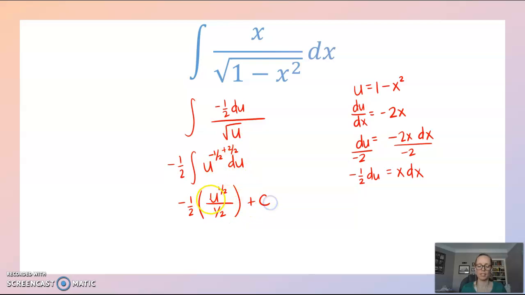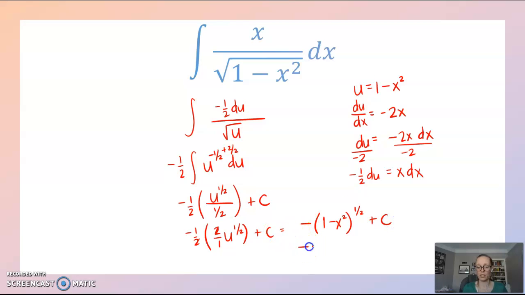And then there's a plus c at the end of that. And then when I'm dividing fractions, that means I'm multiplying by the reciprocal. So I'm multiplying by 2 over 1 u to the 1/2. And I can see here that these are going to simplify. And so I'm left with a negative (1 minus x squared) to the 1/2 plus c.